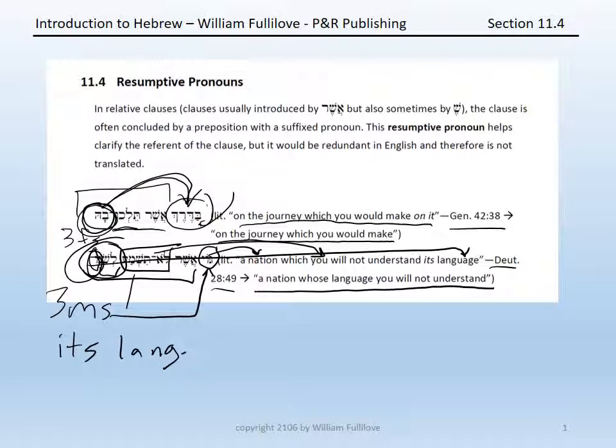In any of these cases, though, the resumptive pronoun is helpful because it clarifies how the relative clause relates to the rest of the sentence.